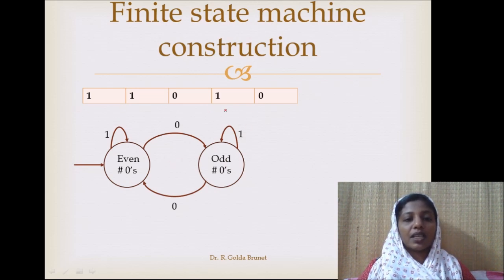So let's consider an input. And before we start scanning the input, we are here. We are before the input. That means that we haven't seen any input symbol. And what input symbol are we interested in? A zero. So I can say before starting to scan the input, I have seen zero number of zeros. And we know that zero is an even number. So we will start with the even number. That is, the machine will start with the even number.